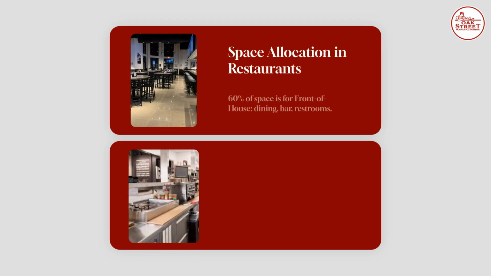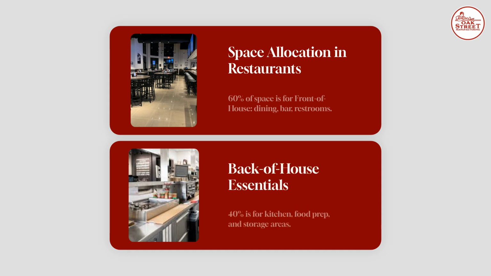When you look at an empty building, a typical restaurant dedicates about 60% of the total square footage to the front of house. That's the dining area, bar, restrooms, and waiting area. The other 40% is essential back of house, the kitchen, food prep, and storage.